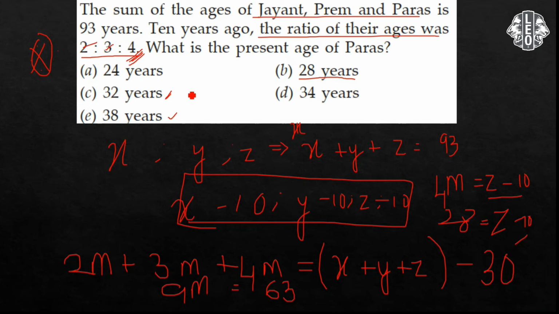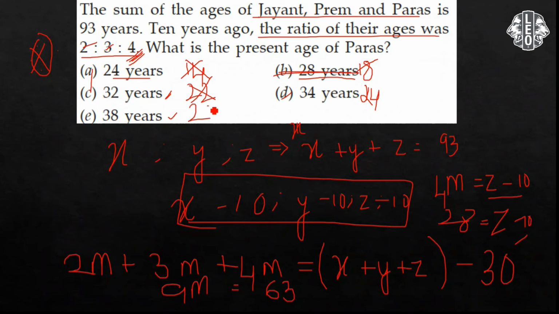Why? Because 32 minus 10 is 22. Is it divisible by 4? No. Again, I can consider this case also: 24 years. Is it divisible by 4? At this point it is, but is 14 divisible by 4? No. Even 18 is not divisible by 4. Am I correct? 18 is not divisible by 4. Then 14 is again not divisible by 4. It's 24. So you will have a dilemma between these two only. So you can easily eliminate these three options like that.